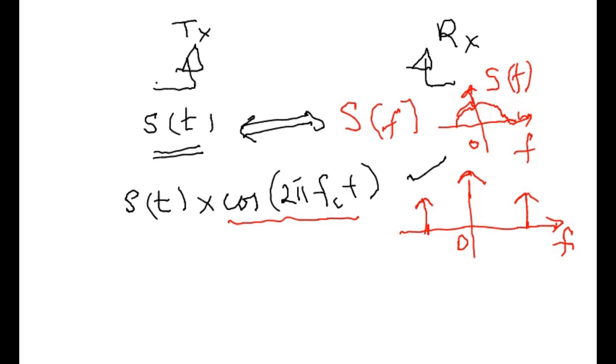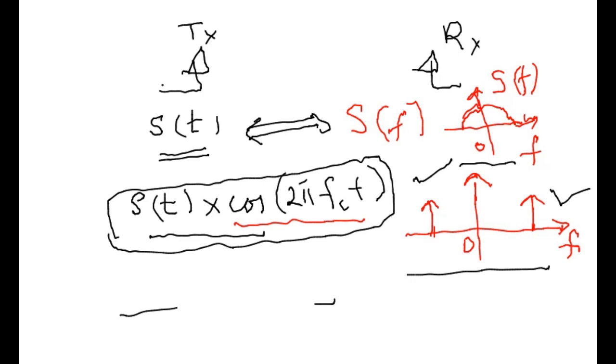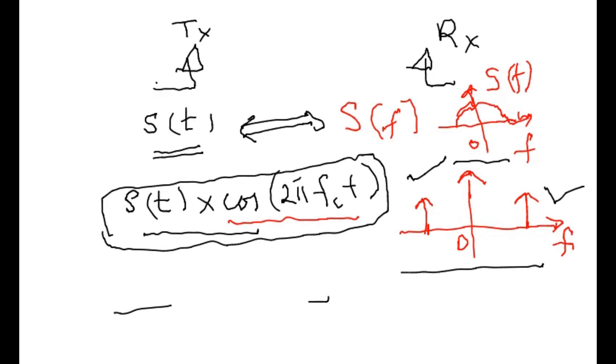When you multiply two signals in the time domain, what happens in the frequency domain? Multiplication in the time domain is the same as convolution in the frequency domain. So if you convolve this signal with this one, you would get the spectrum of this band pass signal. What would you get when you convolve S of F with this one?